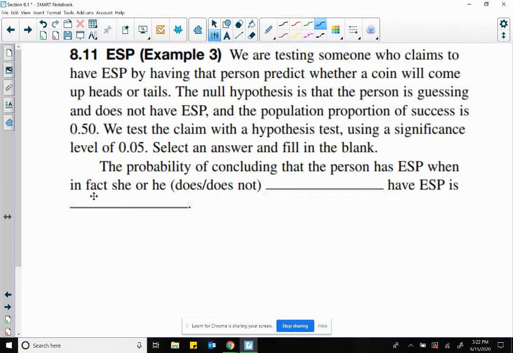So again, if you're kind of thinking about this, H sub 0 is P equal to 0.5. Okay? And again, or 0.50 if you want. P is the person is guessing and does not have ESP. Okay? And the population proportion of success is 0.5.